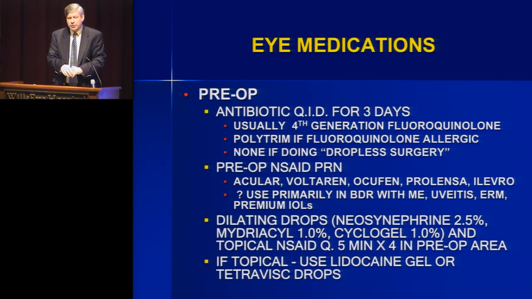I usually use a 4th-generation fluoroquinolone, either Vigamox or Gatifloxacin, which is Zymaxid. I will use Polytrim if the patient is fluoroquinolone allergic, or if the patient has insurance issues where they won't pay for it. If you're doing dropless surgery, the patients obviously don't get any preoperative drops. We'll discuss that in a little bit.